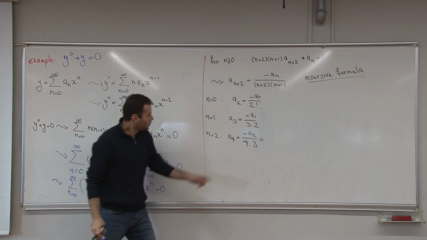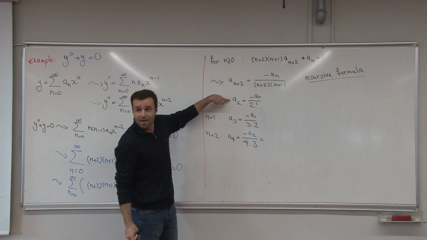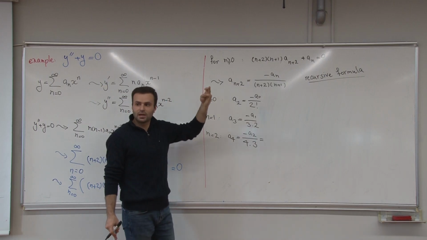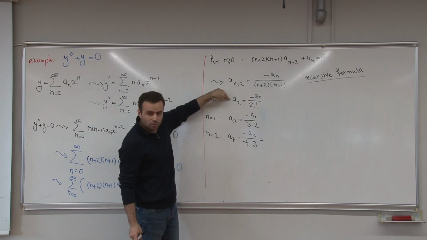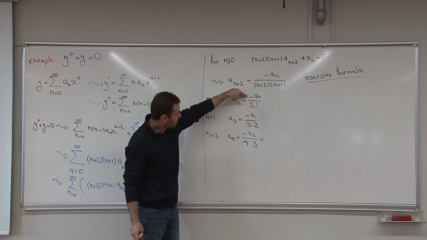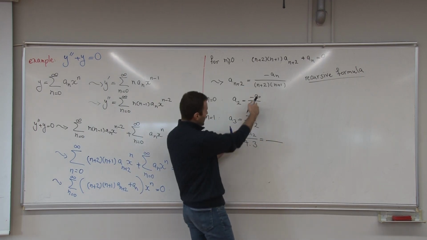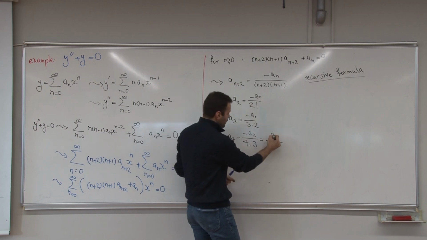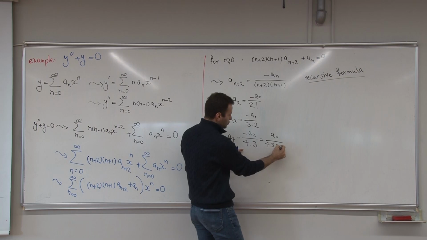But a2, I know what it is. I have no idea about a0 and a1. They can be anything. But a2 I know. And what is it? Minus a0 divided by 2 factorial. So I can write this as minus and minus cancel, a0 over 4, 3, 2, 1.